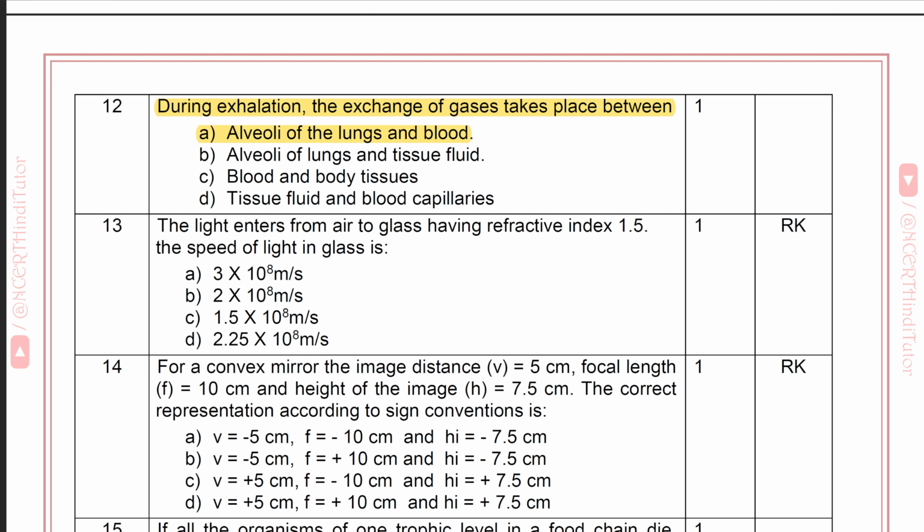Question 13. The light enters from air to glass having refractive index 1.5. The speed of light in the glass is answer B. 2 into 10 to the power 8 meter per second.